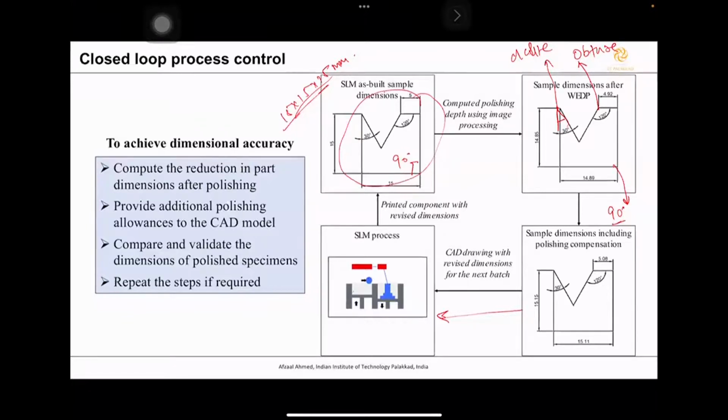And then this closed loop dimensional and surface integrity monitoring system will work efficiently for producing any feature, be it a curved, inclined, or a flat surface.